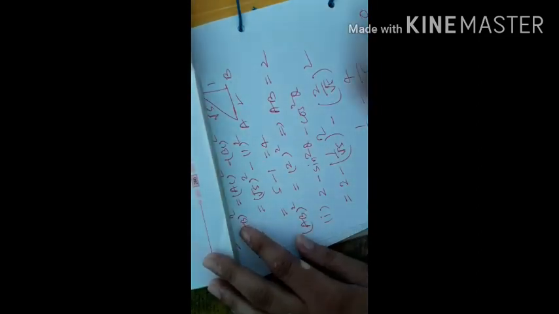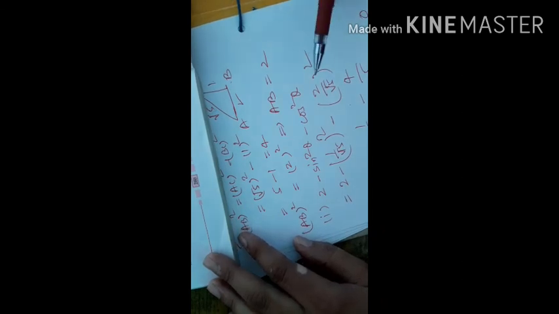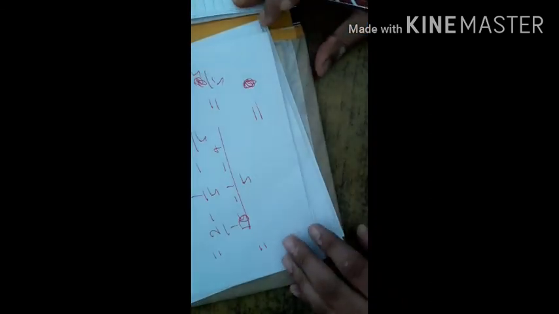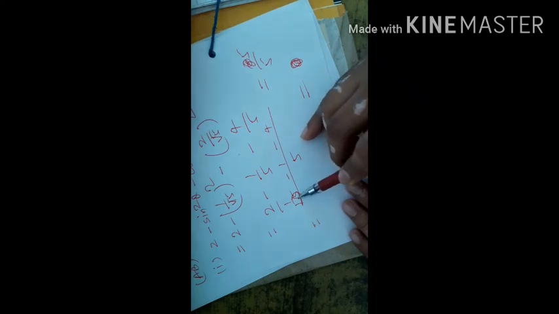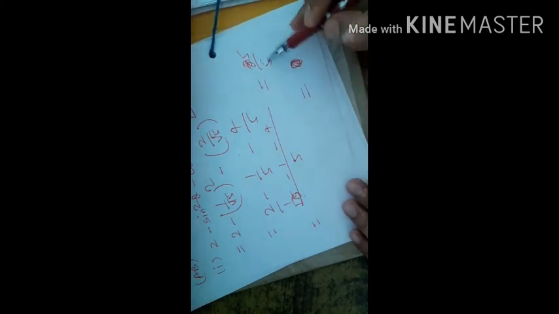Here is some mistake. 2 minus sine square theta minus cos square theta. Okay, yes. This is 1, 5 twos are 10. So 10 minus 1 minus 4, that means 5 upon 5. So 5 upon 5, this means this is 1.